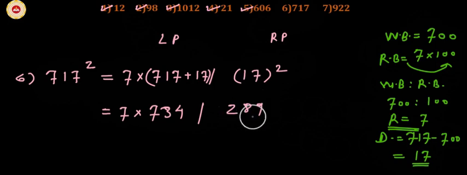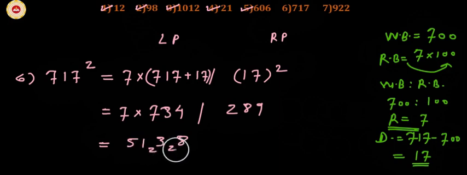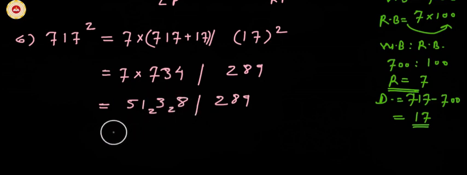Please understand that it is very important to know the squares up to 20 to 25. That will always help us in faster calculation, right? 17 squared is 289 and we have written the answer in the right part. Now let us calculate further. 7 4s are 28, write 8, carry 2. 7 3s are 21, 21 plus 2 is 23, write 3, carry 2. 7 7s are 49, 49 plus 2 is 51. 5138 is the left part. What is the right part? 289. See friends, we have calculated the answer in two parts.